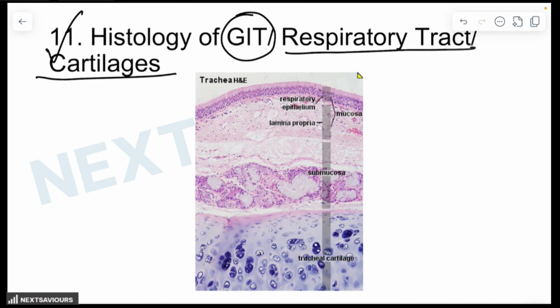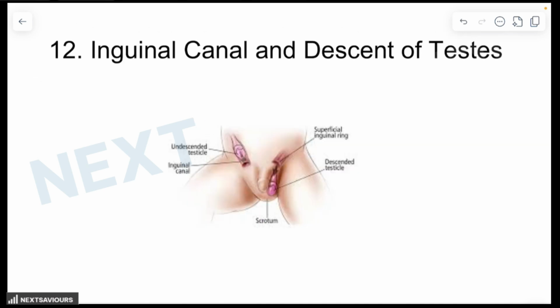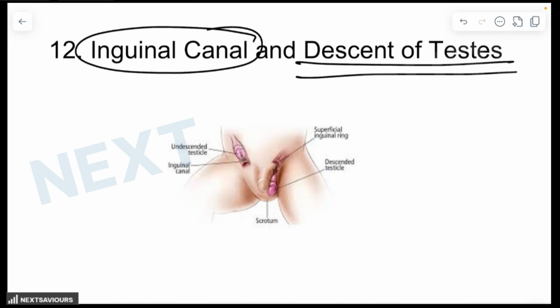So don't forget that the histology of the GIT, respiratory tract, cartilages, or even the lymphoid organs are likely to be kept this year too. Another one is the inguinal canal and the descent of the testes related anatomy, because it is central to understanding the difference between indirect versus direct inguinal hernia, and that is why they used to ask questions out of it. So frequently tested in clinical scenarios involving hernias or testicular descent defects. Why is this topic particularly asked? Because it is linked to surgeries, undescended testes, or even hydrocele formation.